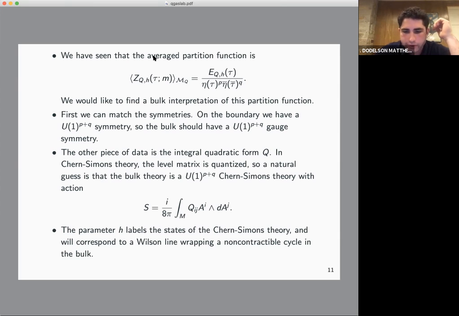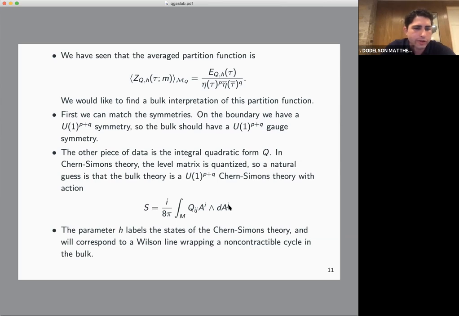And the other piece of data that we have is this integral quadratic form Q. In Chern-Simons theory, the level matrix is quantized to get a consistent theory. And so a natural guess is that the bulk theory is a U(1)^(P+Q) Chern-Simons theory, and its action is just given by this integral quadratic form Q. So that's the kinetic term coefficient. And so this is the guess for the action.